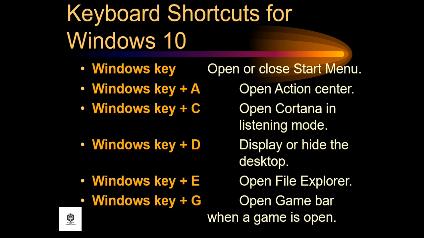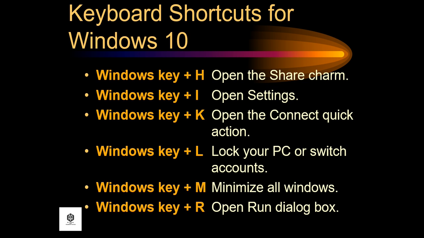desktop. Windows key E, file explorer. Windows key G, open game bar when a game is open. Windows key H, open the share charm. Windows key I, open settings. Windows key K, open the connect quick action. Windows key L, lock your PC or switch accounts.